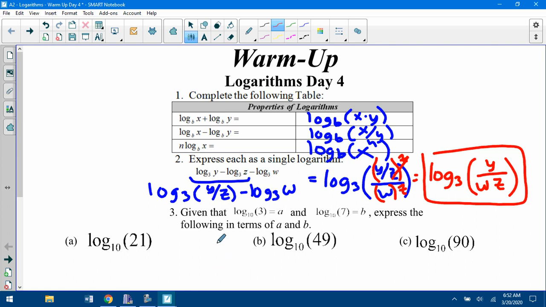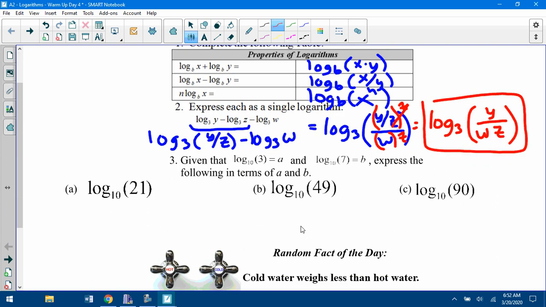Okay, now number 3 gives people trouble a lot. If log base 10 of 3 equals a, and log base 10 of 7 equals b, express the following in terms of a's and b's.